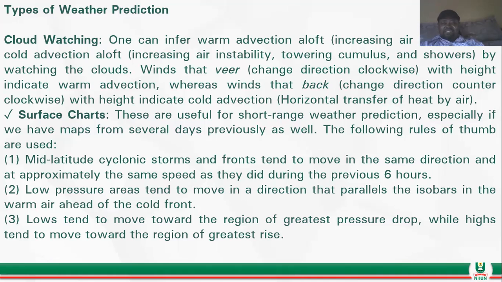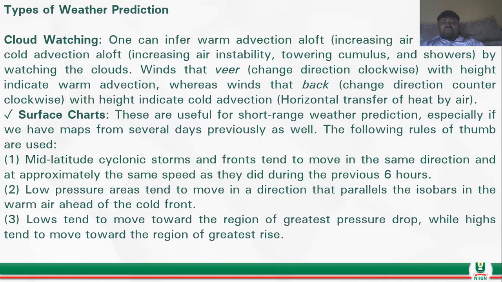Surface charts. These are useful for short-range weather prediction, especially if we have maps from several days previously as well. The following rules of thumb are used. 1, mid-latitude cyclonic storms and fronts tend to move in the same direction and at approximately the same speed as they did during the previous 6 hours.